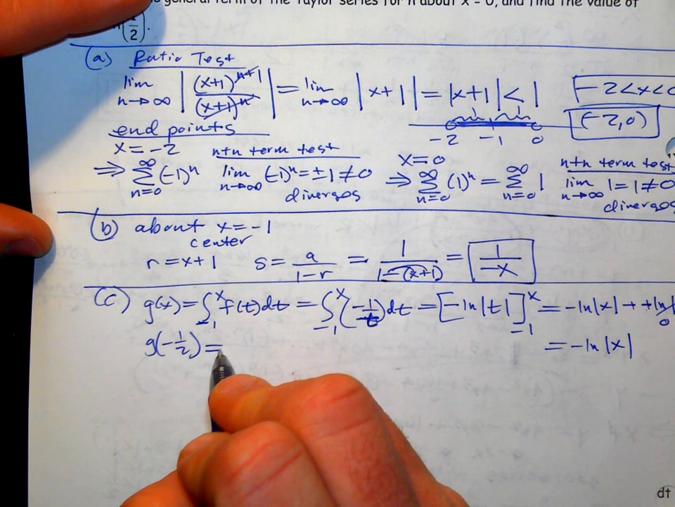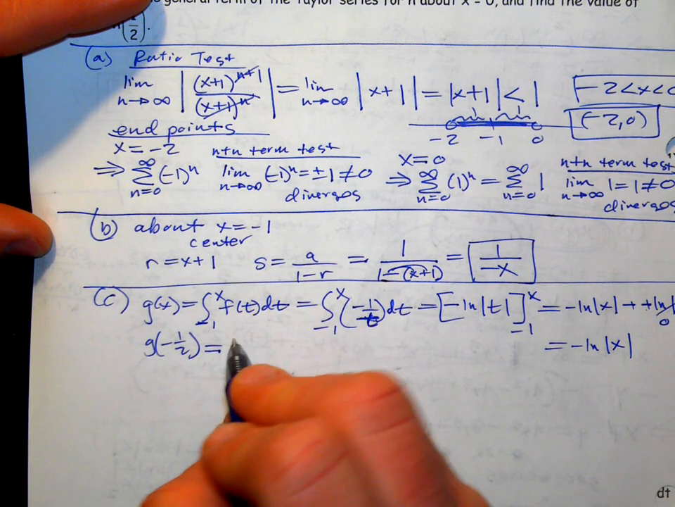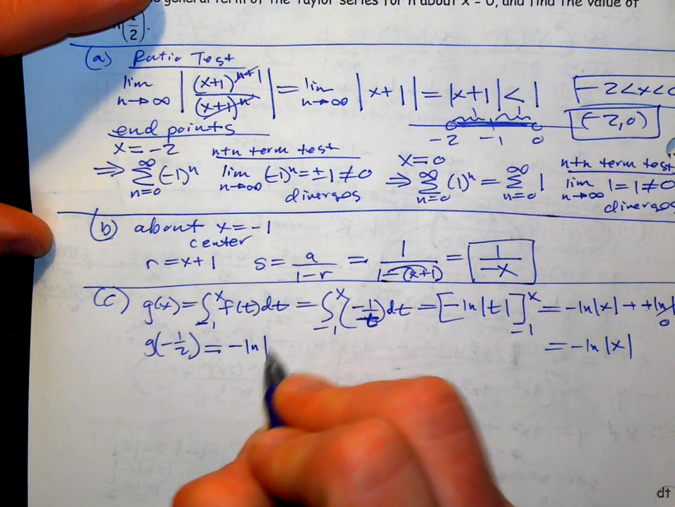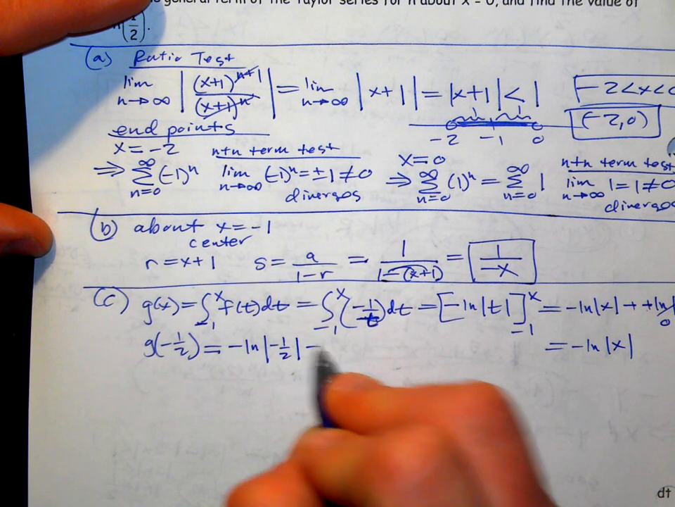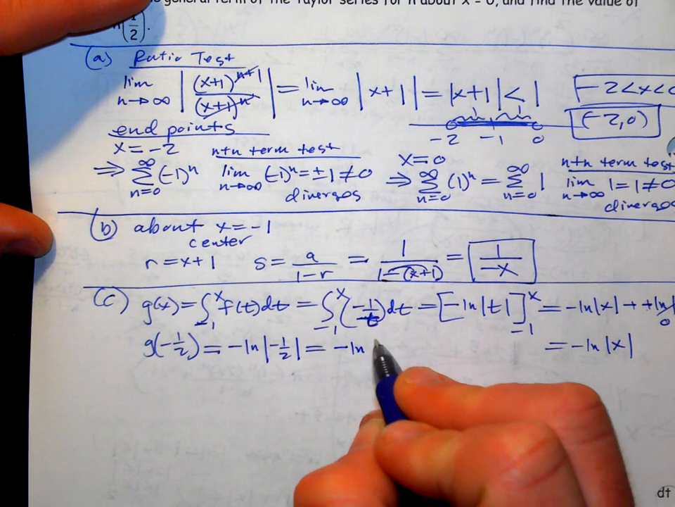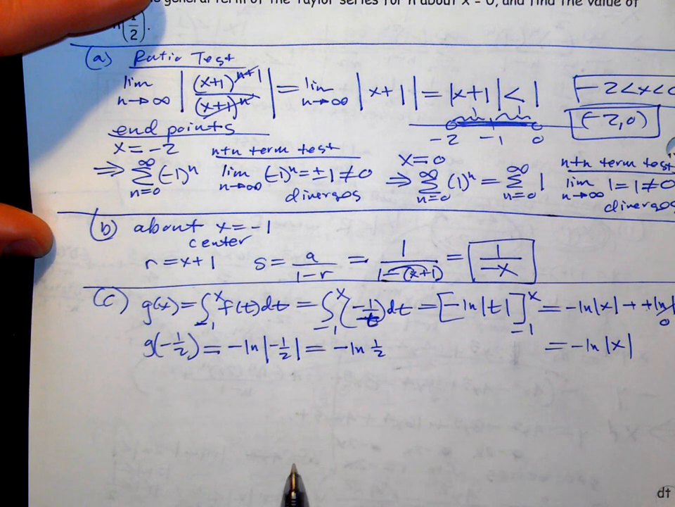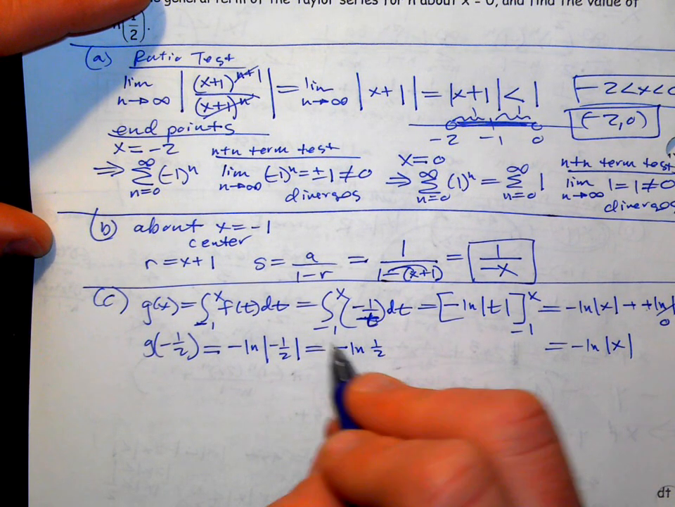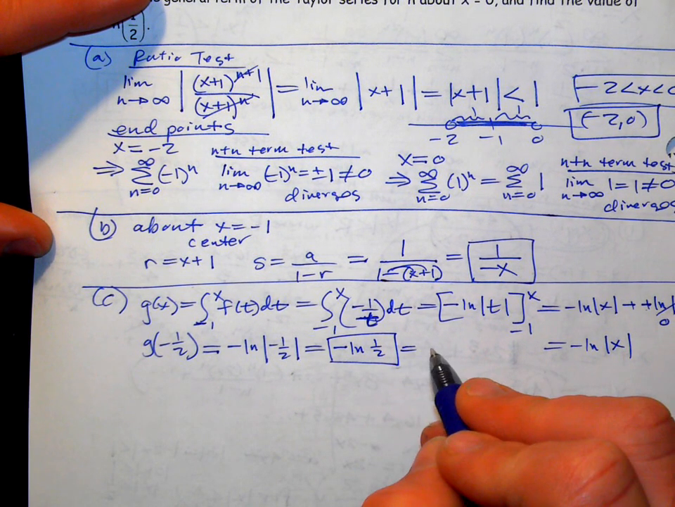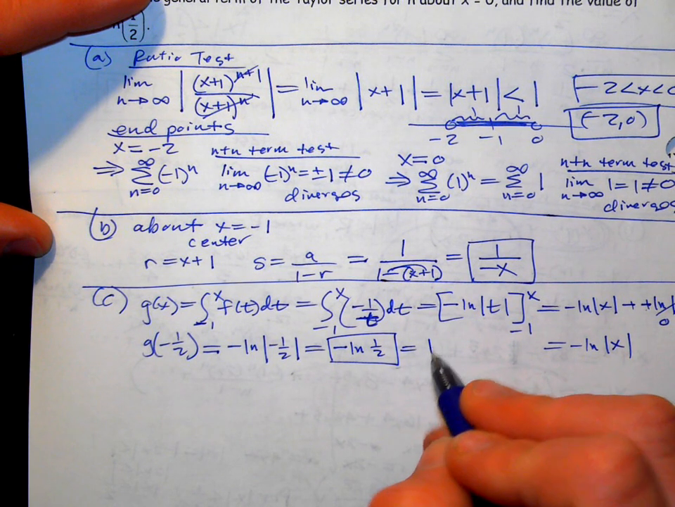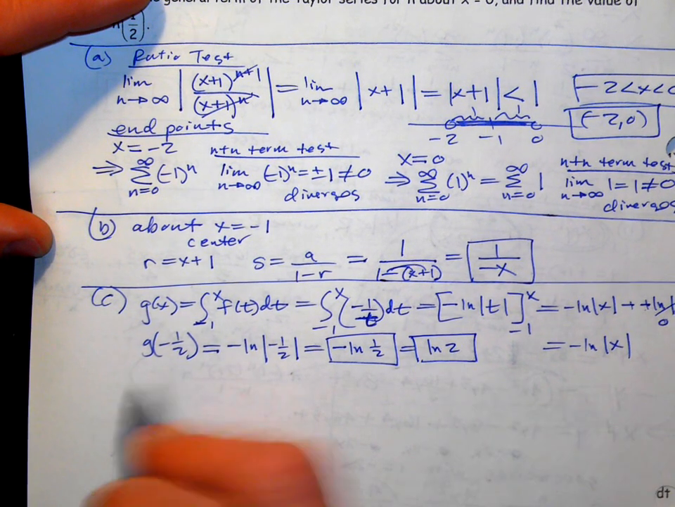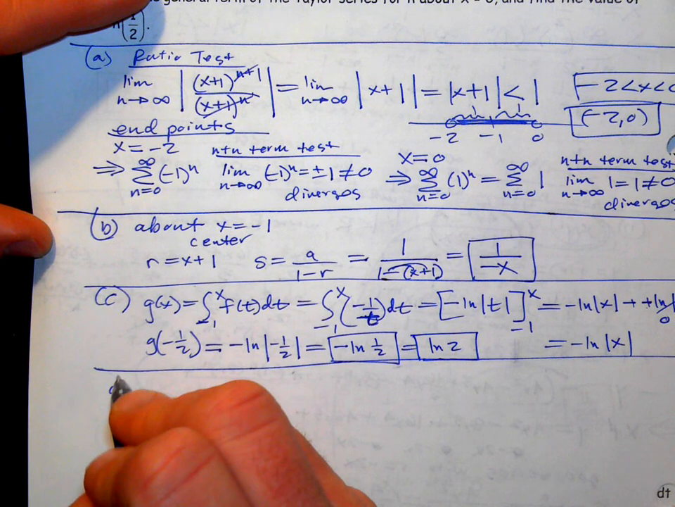Then it says to use that to find the value of g at negative 1/2. So it's going to be negative natural log of the absolute value of negative 1/2. It's going to equal the negative natural log of 1/2. And that's your answer. You could also write it as, you bring negative 1 out, and call it natural log of 2. So that was kind of weird.